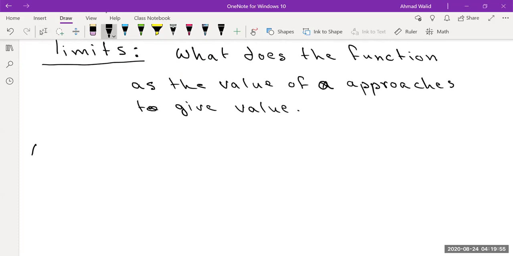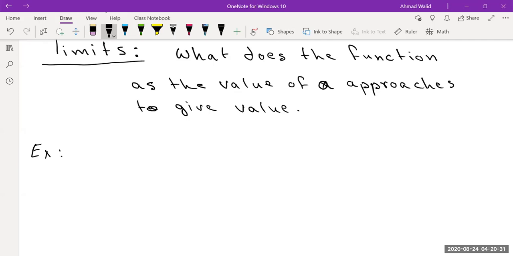I will explain it in an example for you. And actually, this is the meaning of the limits in algebra in calculus. What does the function do when a value of a approaches to another value? Actually, we are looking to the behavior of the graph, correct? That's the idea of the limit. You see, point Q is approaching to point A. What does the function do? That was the question in the tangent line, correct? That's the idea of the limits.